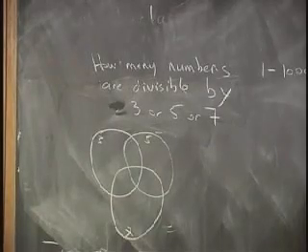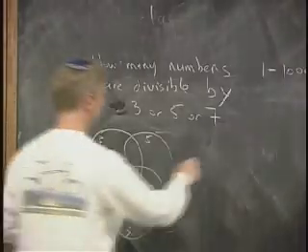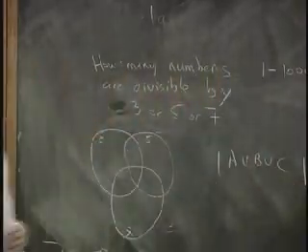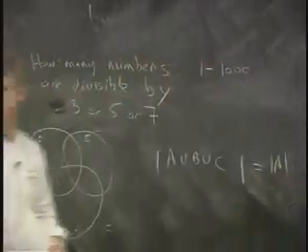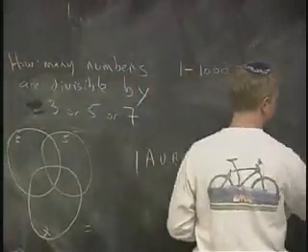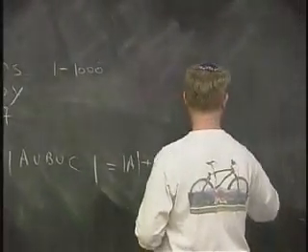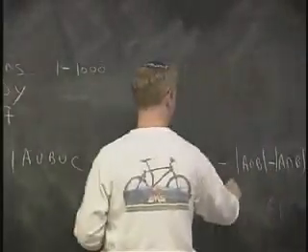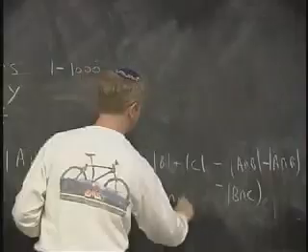Okay? If you want to know how many numbers are divisible by 3 or 5 or 7, that's the case of the 3-set inclusion-exclusion theorem. Take all the numbers that are divisible by 3, add the numbers divisible by 5, add the numbers divisible by 7, subtract the numbers divisible by 3 and 5, subtract the numbers divisible by 3 and 7, subtract the numbers divisible by 5 and 7, add the numbers divisible by 3, 5, and 7.